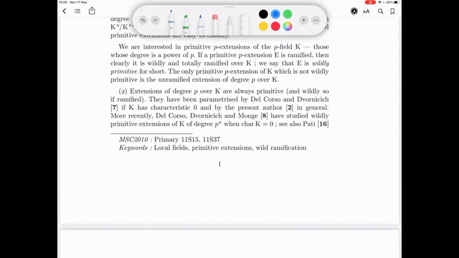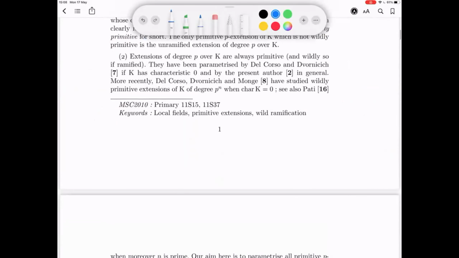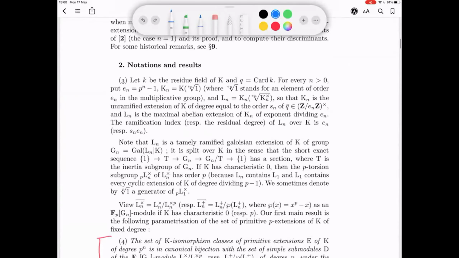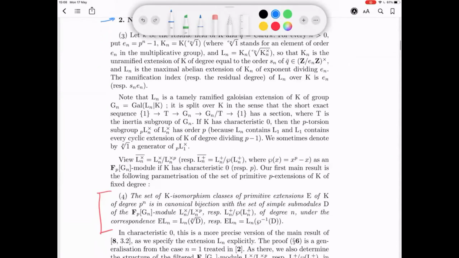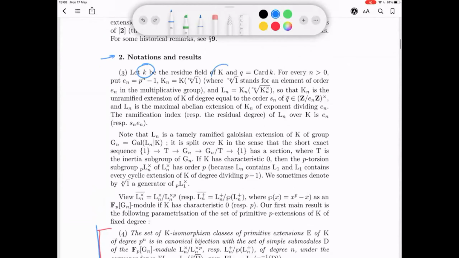So what we are going to do today is classify primitive extensions of degree p to the n. For that I need some notation, and then I'll come to the statement of the result. So this is the residue field of my p-adic field K. q is the number of elements in the residue field, and n is any integer. I'll denote by e_n the integer p^n minus 1.